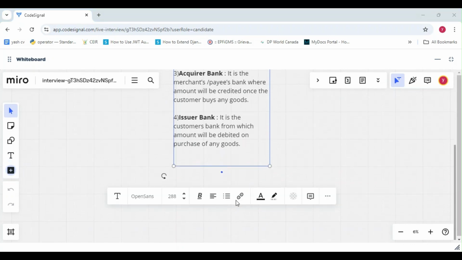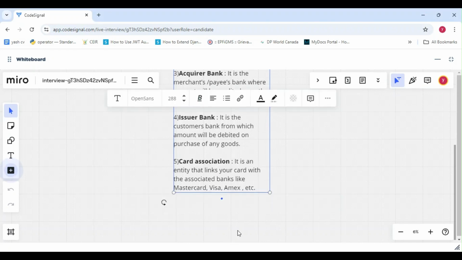Then we have the card association. It's an entity that links your card with the associated banks, like MasterCard, Visa, Amex, Rupay, and many more. The card association maintains a directory of banks. For example, you have a credit card, which contains, I think, 16 digits. The first four digits of the credit card are used to identify the bank, whether it's a MasterCard, a Visa, an Amex, or a Rupay card.